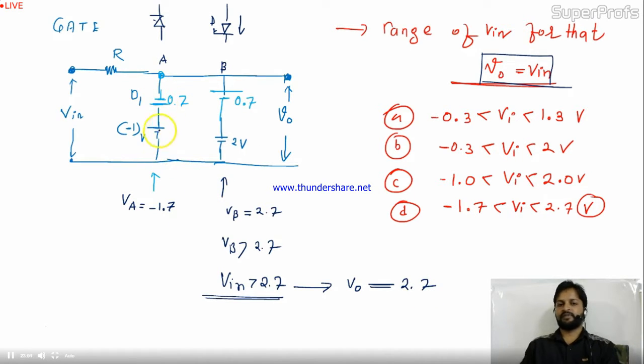Now come to this. Here the diode is connected like this, right? Now at this diode, you need value here. See, I can say this is 1.7. I'm including the drop also. Okay.